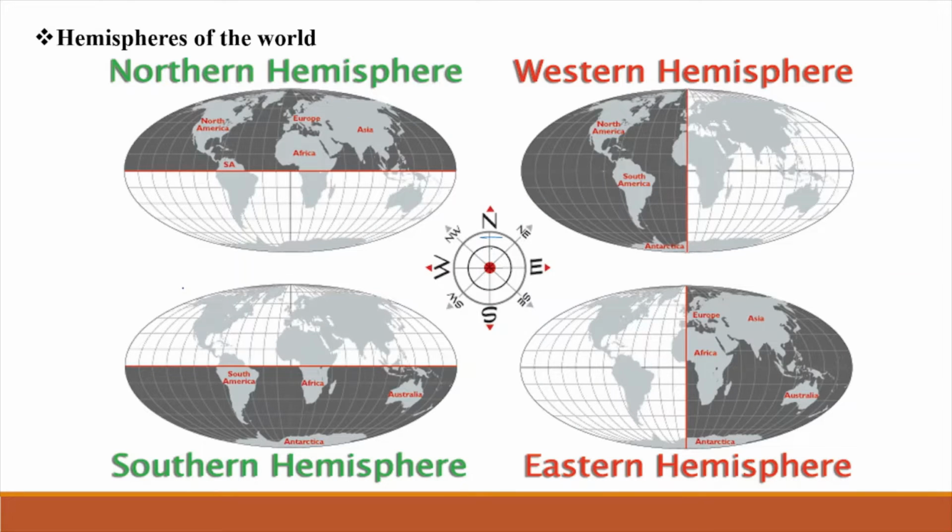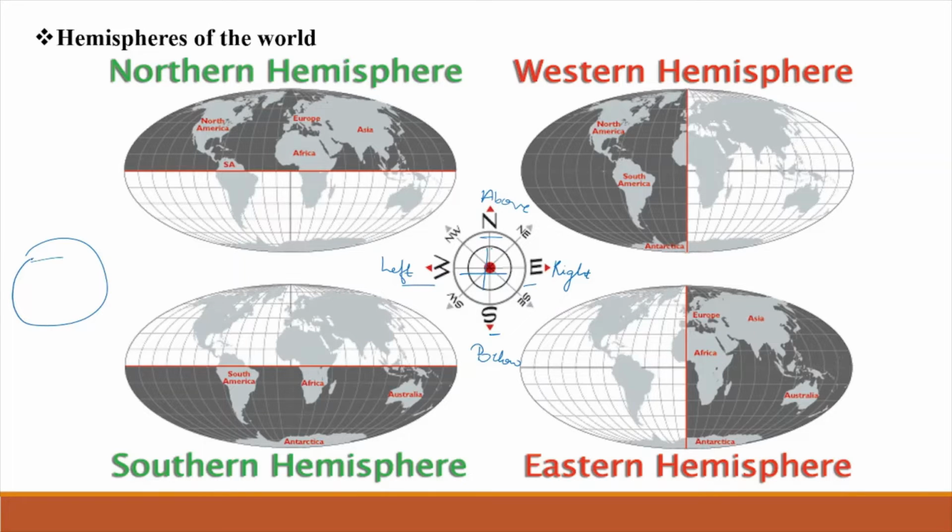So before we move ahead, let's understand the different hemispheres of the world. We know our four basic directions, that is north, south, east and west. The direction above will be north, below will be south. What is to our left will be known as the west side, and to our right will be known as the east side. Now on the left side of the screen, you can see the northern hemisphere and the southern hemisphere. Now this is the globe.